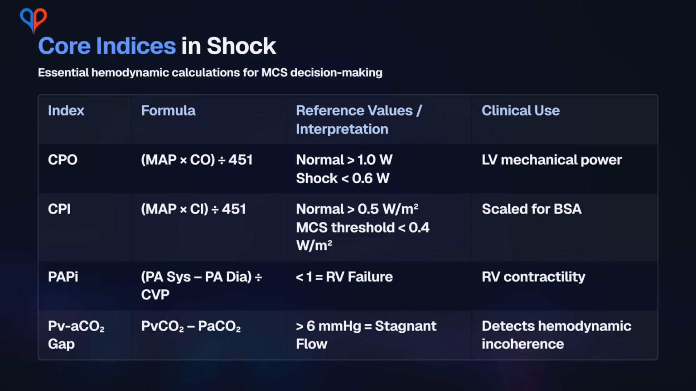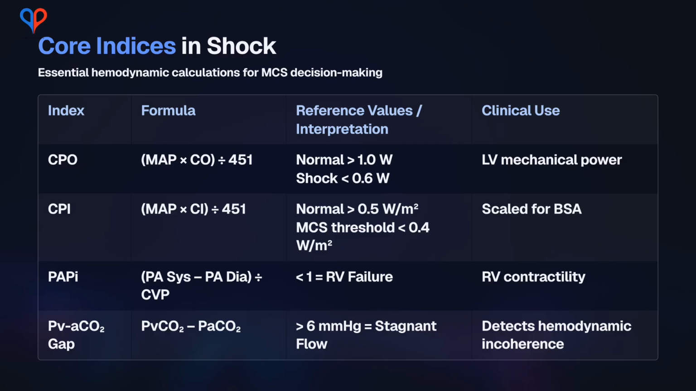Cardiac power index equals the product of MAP and cardiac index divided by 451. Values below 0.4 watts per square meter indicate severe pump failure requiring mechanical support. Pulmonary artery pulsatility index evaluates right ventricular performance. PAPI equals pulmonary artery systolic pressure minus pulmonary artery diastolic pressure divided by central venous pressure. A PAPI value below 1.0 means the right ventricle cannot generate adequate pulsatility and likely requires right-sided support, such as the Impella RP or Veno-Arterial ECMO.